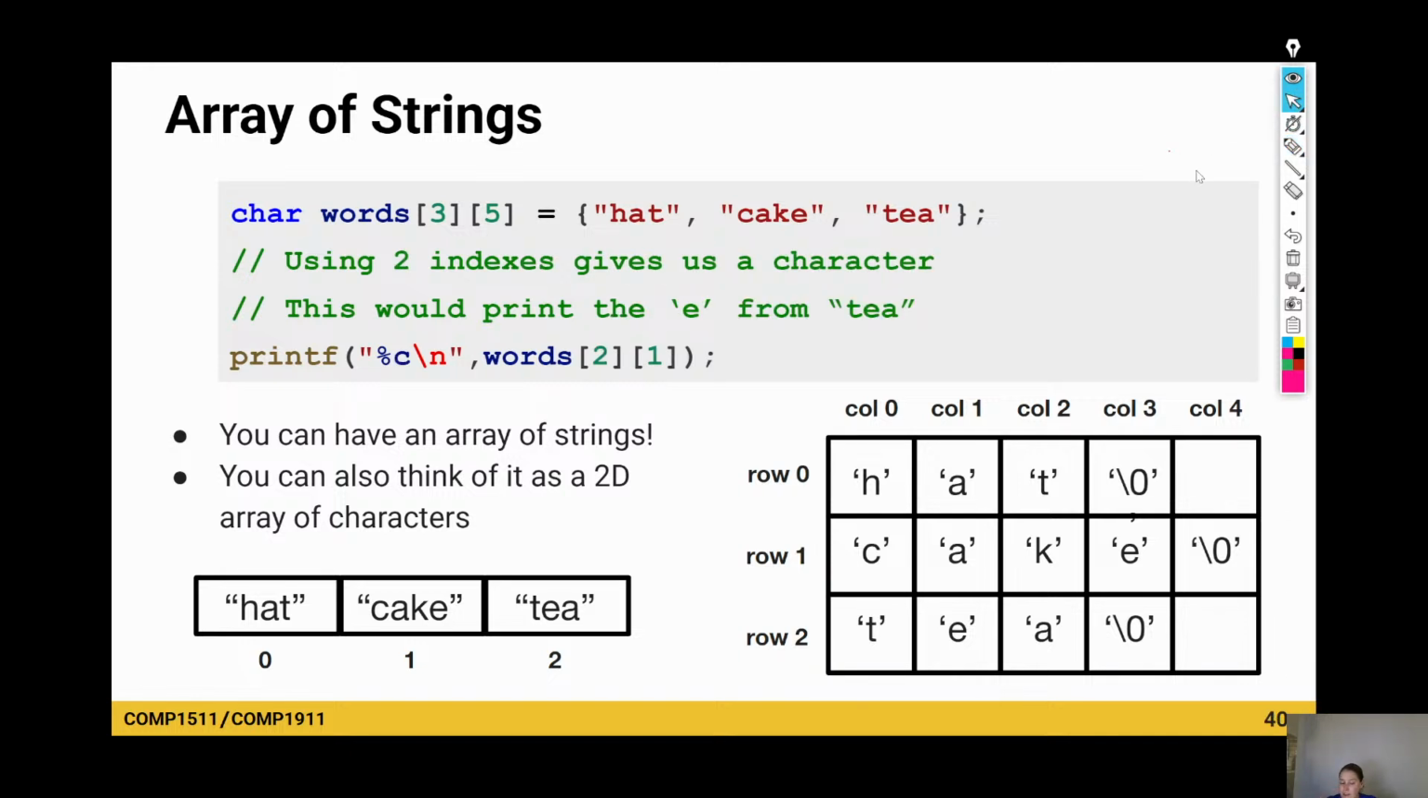I can also think of it in terms of characters. So I can actually go to row 2, column 1, and print out the character from there. And that's going to give me an E. So it depends. We'll see different things where we want to go character by character or just string by string.